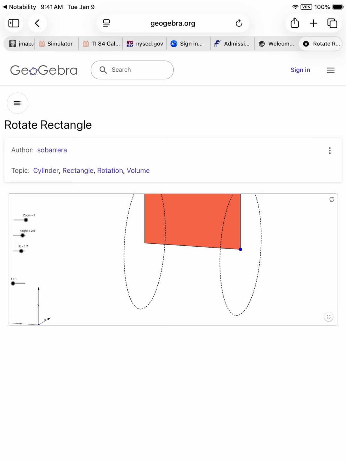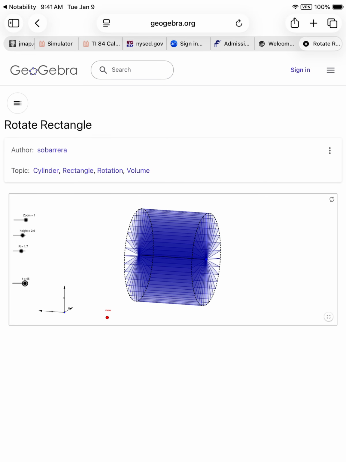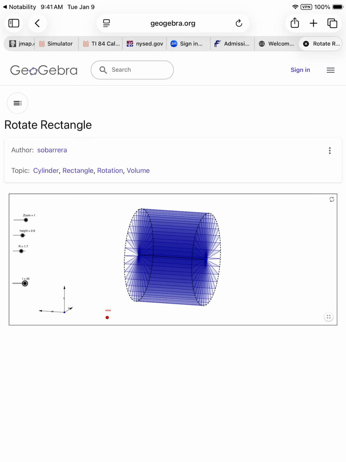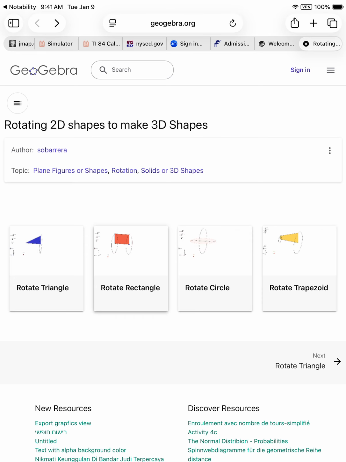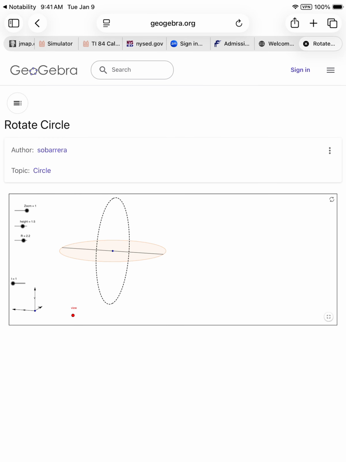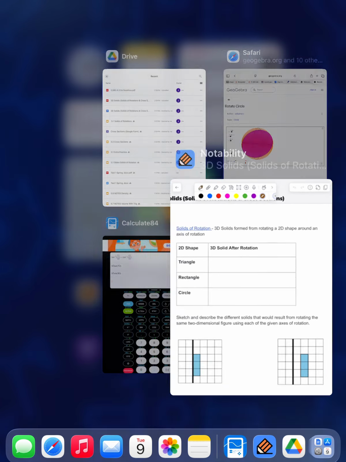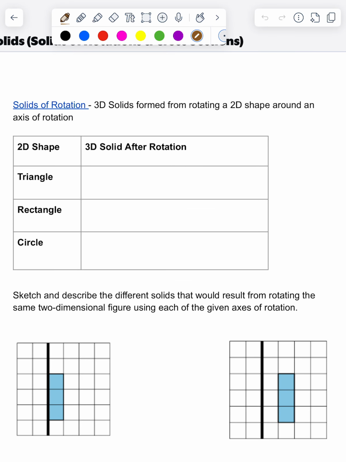If we take a look at a rectangle and we spin it really, really fast, I'll do that one more time, it becomes a cylinder. And if we take a circle and we spin it around an axis of rotation, look at that, it becomes a sphere. Those are three of the most common solids of rotation that you're going to see.